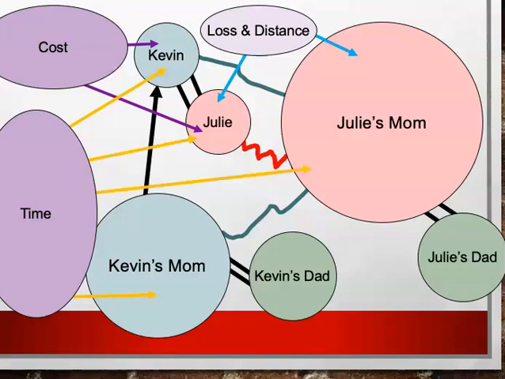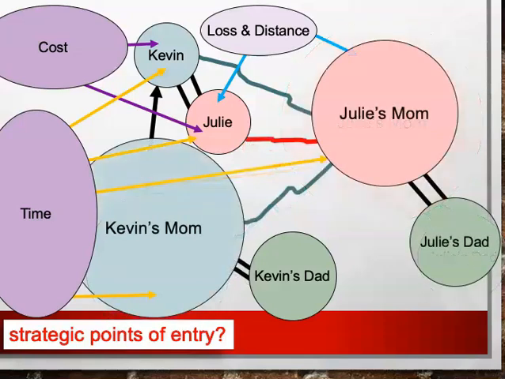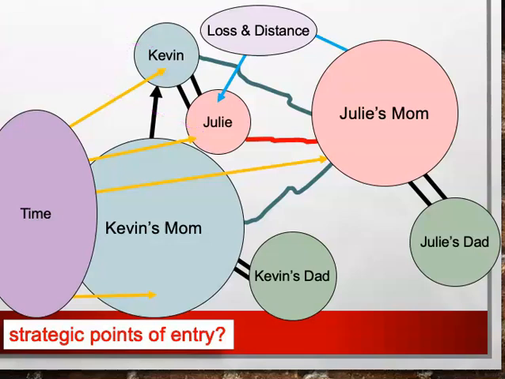Okay, so looking at this conflict map, can you see any strategic points of entry? Two things actually happened in this case. First, Kevin's mother offered to pay for the invitations. This didn't resolve the conflict, but shifted the power relationships, giving Kevin's mother more financial power and my mother less. For Kevin and me, this actually removed cost as one of the major forces impacting the conflict.